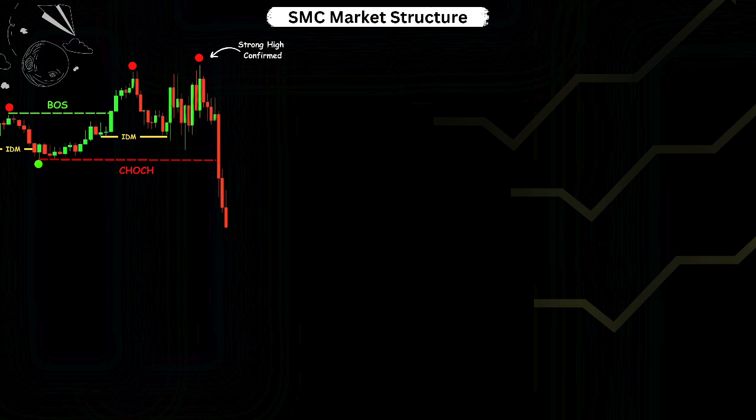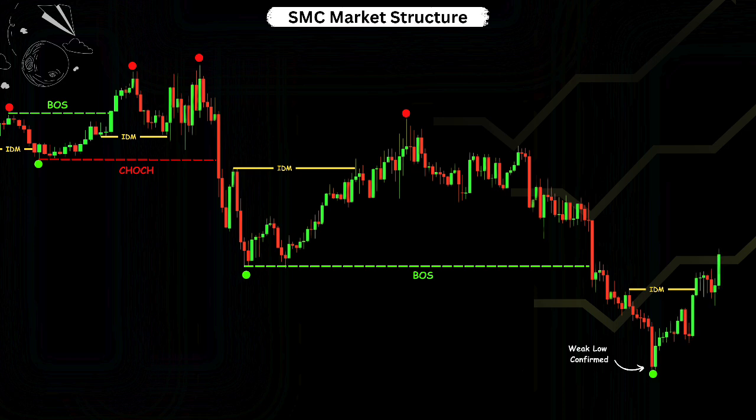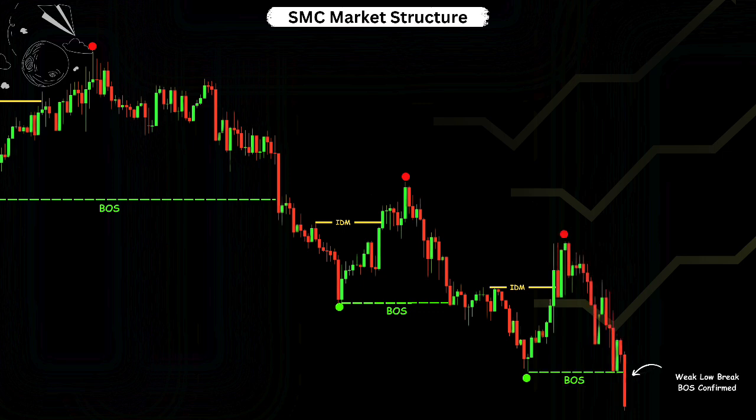Now, after the change of character, this will be the new inducement. Once the weak low breaks, it is known as a break of structure. After the break of structure, this becomes the new inducement. When the inducement breaks, the weak low is confirmed, and once the weak low breaks, it is known as a break of structure. Again, after the break of structure, this will be a valid inducement. Here, the weak low is confirmed, and after the weak low breaks, it is known as a break of structure.